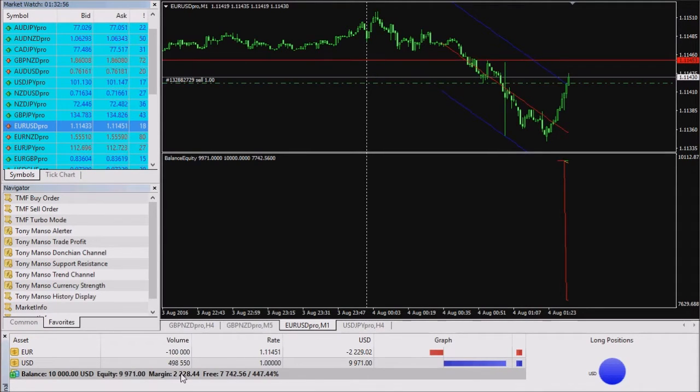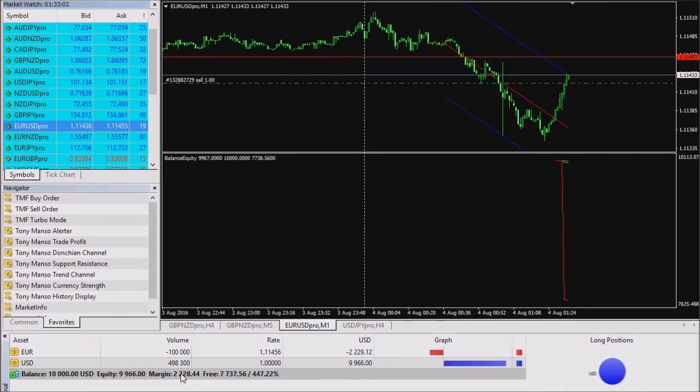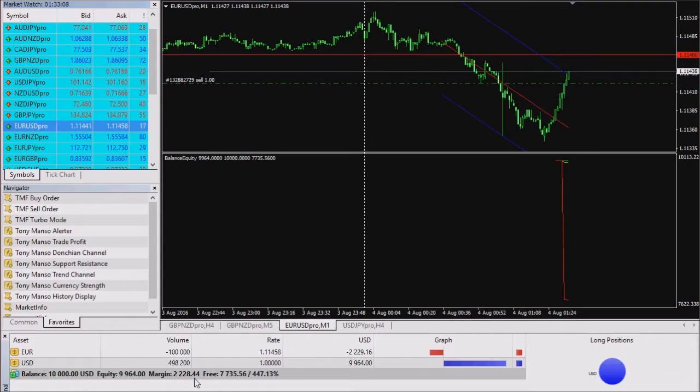So I put up basically 2%. The broker puts up the other 98%, right? And so that's what my margin is. So that money is tied up. That $2,228 is actually tied up in this trade. Okay.